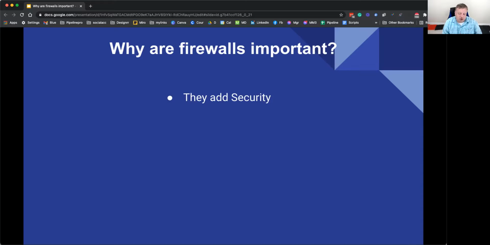Why do I say that you need one on your network? Because it adds very important security. One of the things that most people don't understand is that yes, you might have a firewall on your computer. Well, that keeps people out of your computer. What's going to keep people off your network?